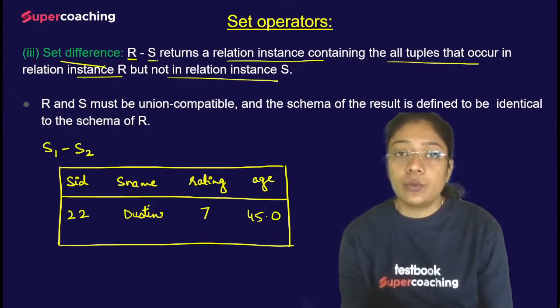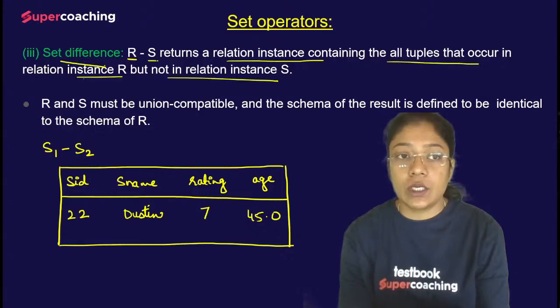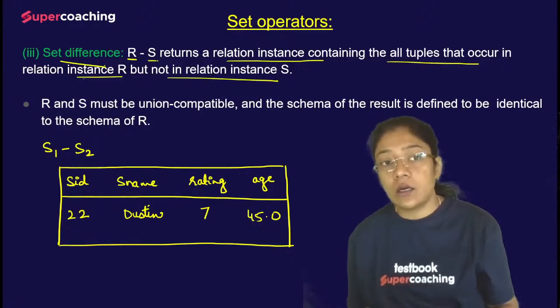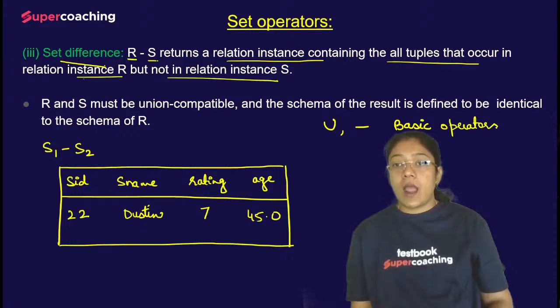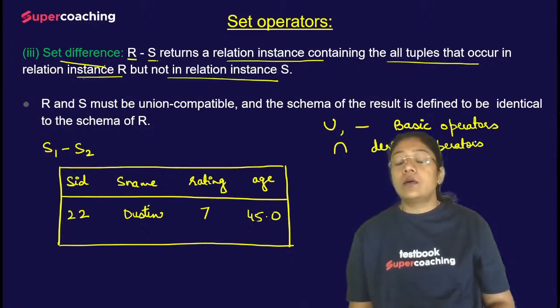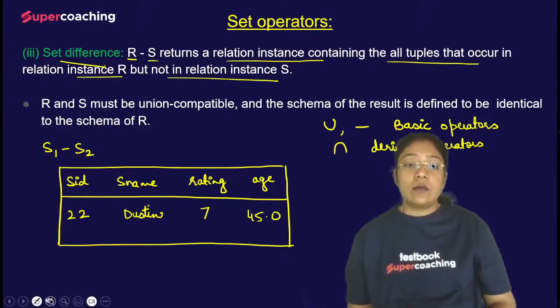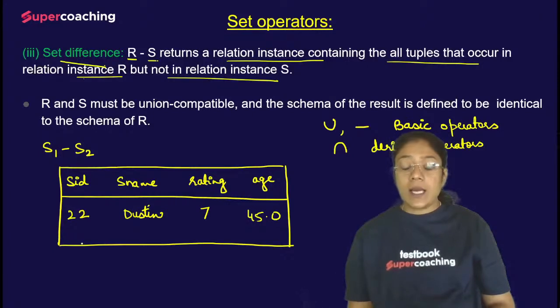So this is about the various set operators, that is union, intersection, and set difference, where union and set difference come under the basic operators, and intersection is a derived operator. Selection, projection, rename are the basic operators, while join, intersection, and division are the derived operators. I'll write that in the end. Okay, what are the basic operators and what are the derived operators?